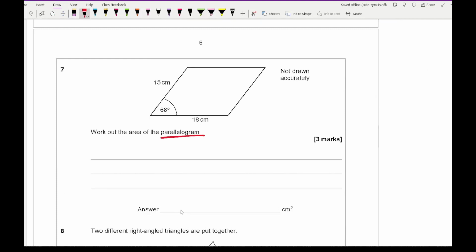Moving on to question 7, it says work out the area of the parallelogram. Now the area of a parallelogram is basically the base times the height. So what I need to do here is work out what h is.